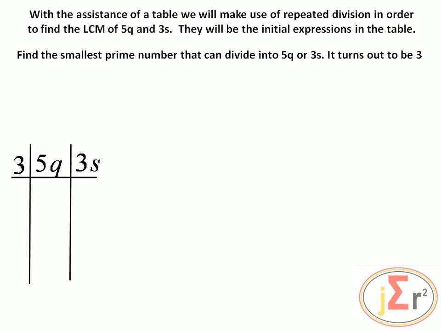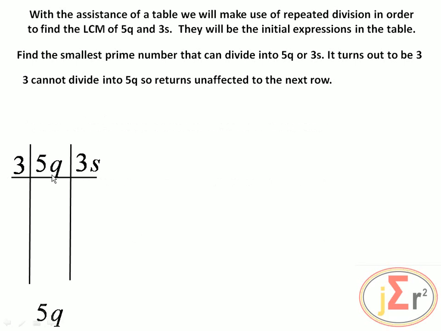Now we will say 3 into 5q. 3 cannot divide into 5q without leaving a remainder, so 5q returns unaffected in the next row. Then we say 3 into 3s. And of course, the 3s will cancel and the s will remain.